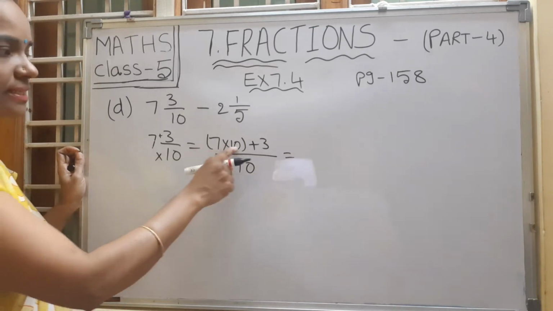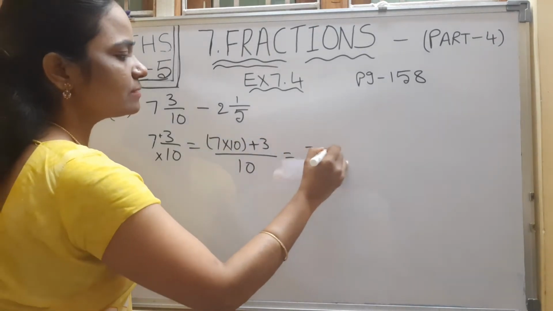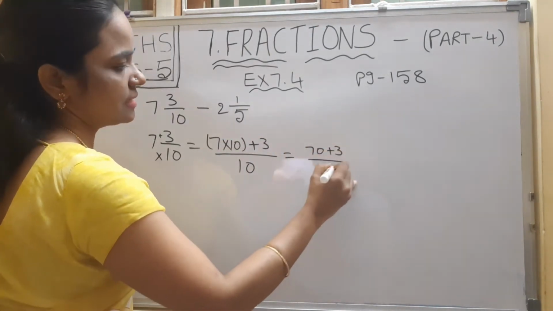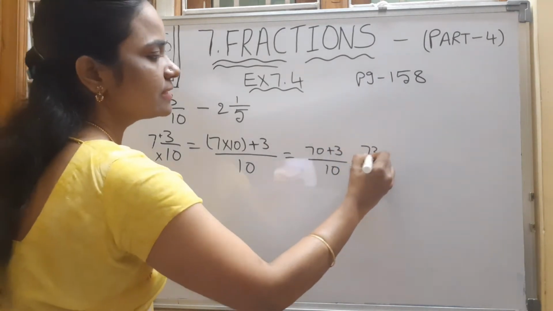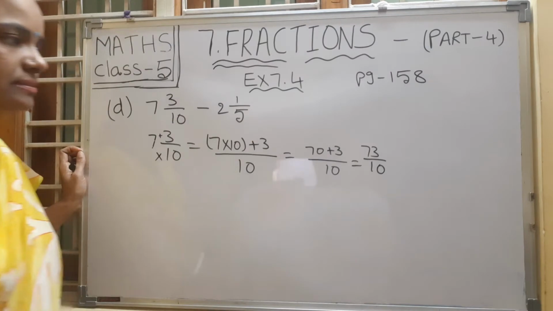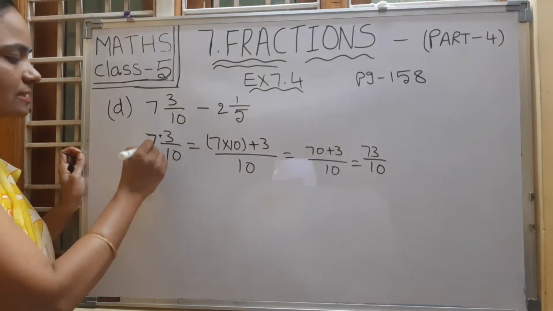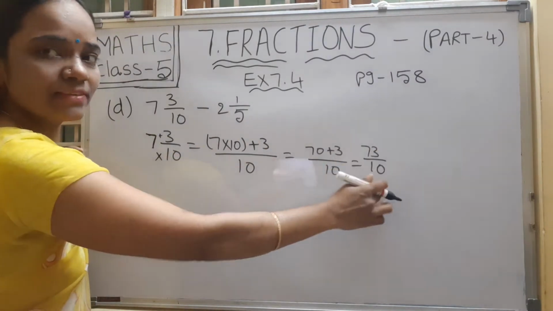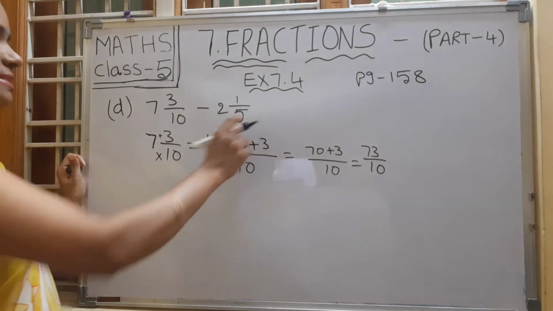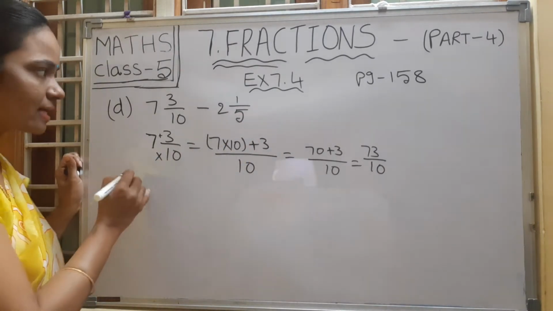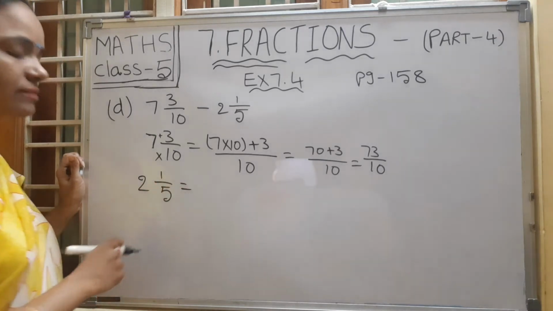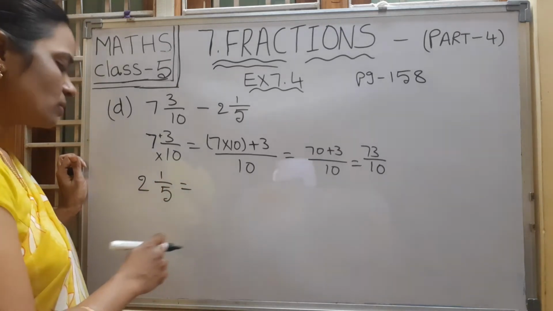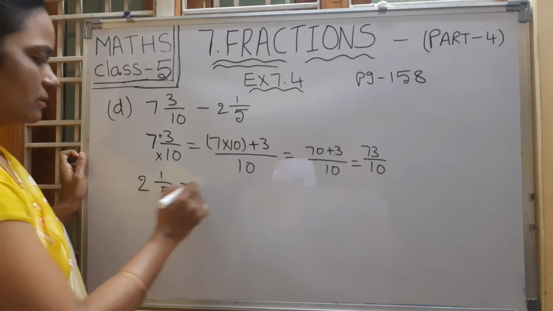Okay children, 7 10s are how much? 70 plus 3 by 10. 70 plus 3 how much? Yes, very good. 73 by 10. So 7 3 by 10 becomes how much? 73 by 10. Now coming to the second fraction, what is your second fraction? Yes, 2 1 by 5. Convert this one also into an improper fraction.